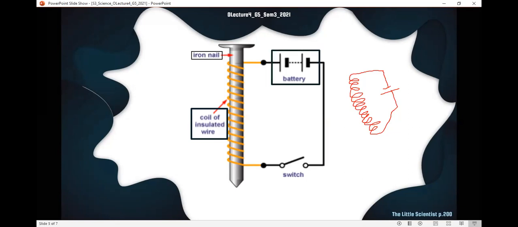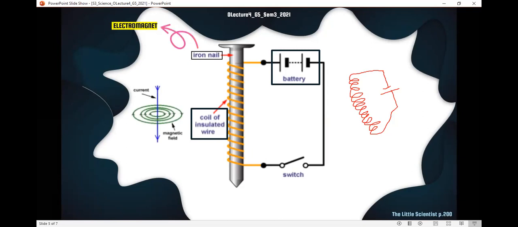Miss, if I need to do it, can I do it without the switch? Yes, for sure, you can do it without the switch. We use the switch to open and close the circuit. No need for the switch. The switch is just to control the circuit. Ahmed Watfa, unmute, please. When the electric current passes through the circuit, the iron nail will turn into an electromagnet. When the electricity passes through the coil, you will have a magnetic field.